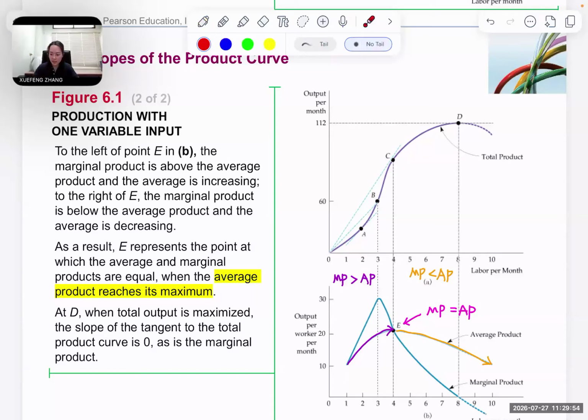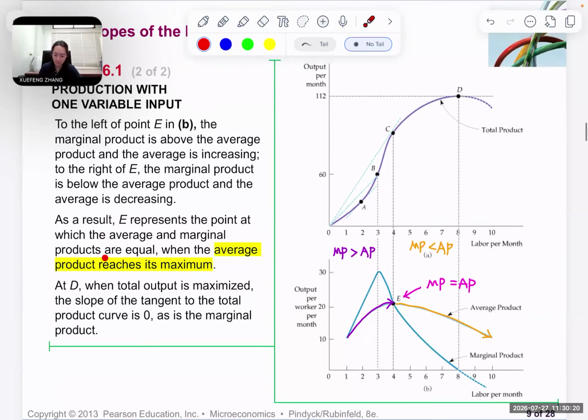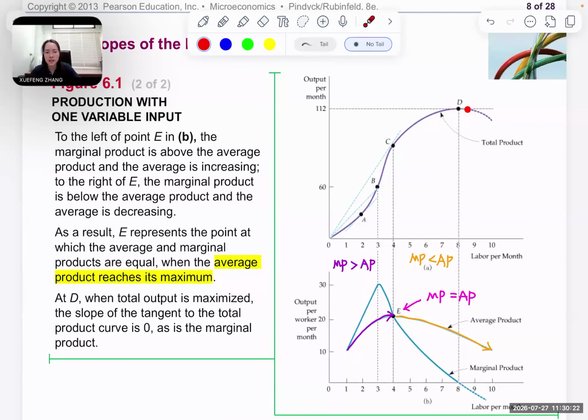So point E, where MP equals AP, is exactly where average product switches from rising to falling. That means E is the peak, the maximum of the average product curve. So here, average product reaches its maximum at point E. And next, let's see point D, on the top graph.